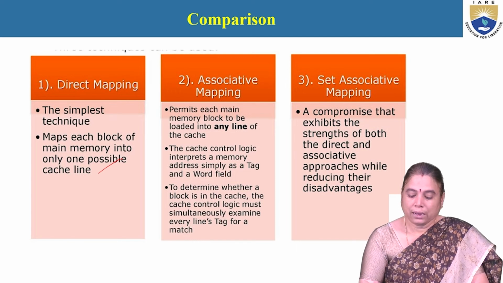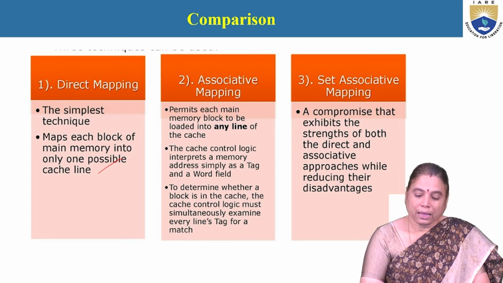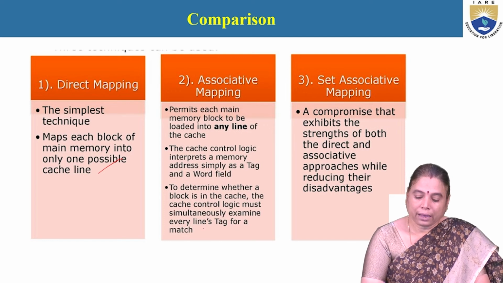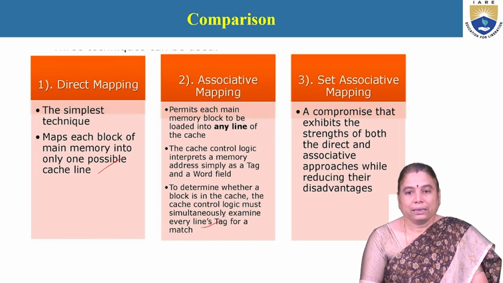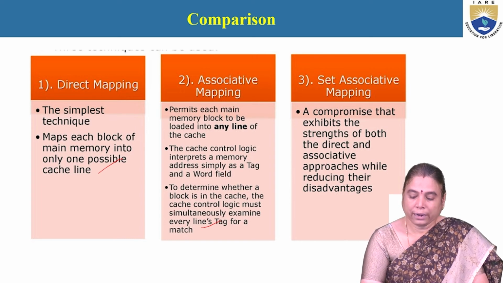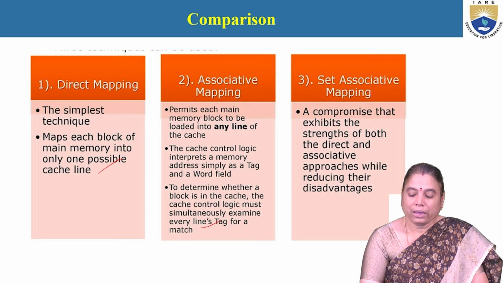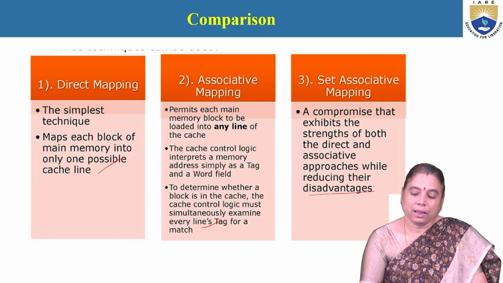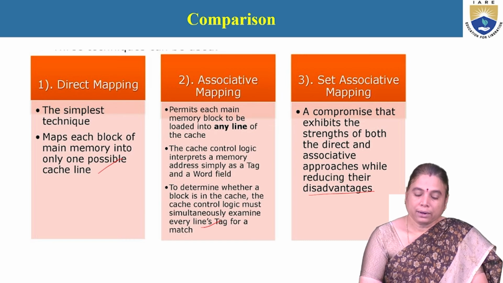To determine whether a block is in the cache, the control logic must simultaneously examine every line tag for a match. In set associative mapping, a combination of direct mapping and associative mapping is used. It is a compromise that exhibits the strengths of both direct and associative approaches while reducing their disadvantages. So these three are the cache mapping techniques.